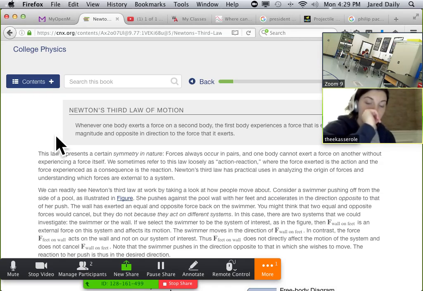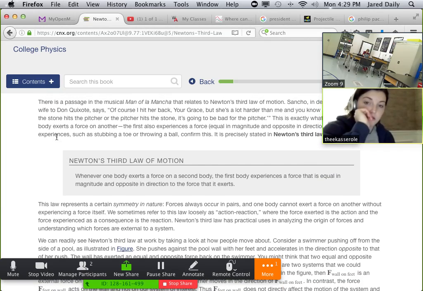Right? Does the truck exert a force on the fly? Yes. Which one is more noticeable? The truck exerting force on the fly. Which one is bigger? What does Newton's third law say? They're equal. The first body experiences a force that is equal in magnitude and opposite in direction.